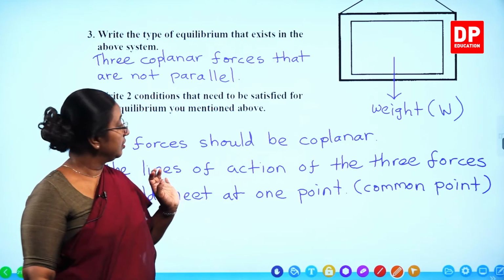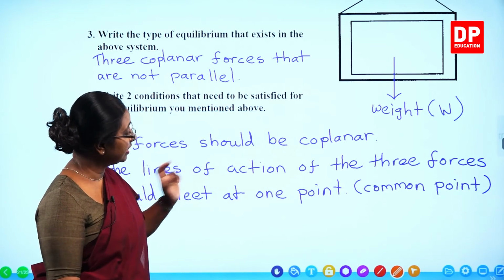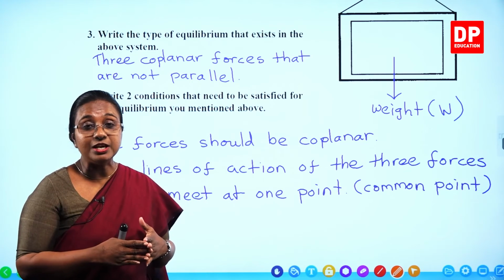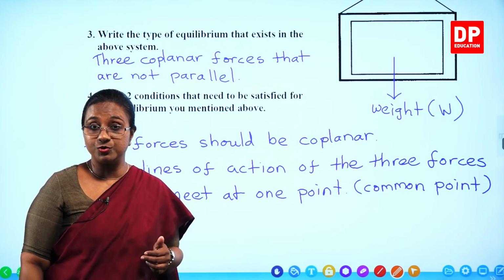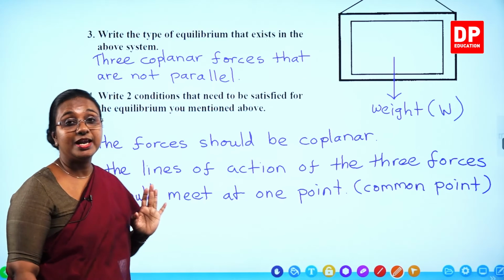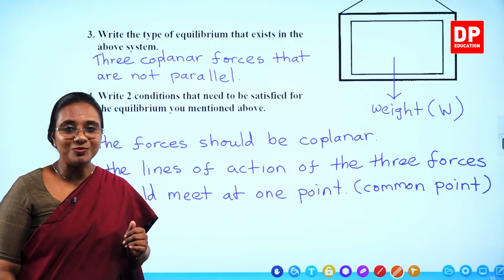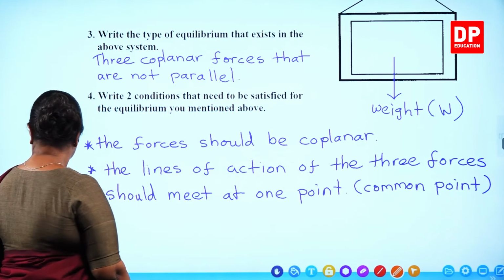So there are three conditions that need to be satisfied. The third one, the resultant of two forces should be equal in magnitude and opposite in direction to the third force. So you can write that as well. And I am sure, students, you were able to answer all these questions correctly. With that, I will move on to the last question of the extra questions.